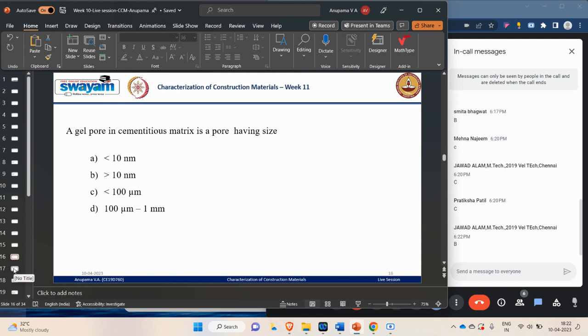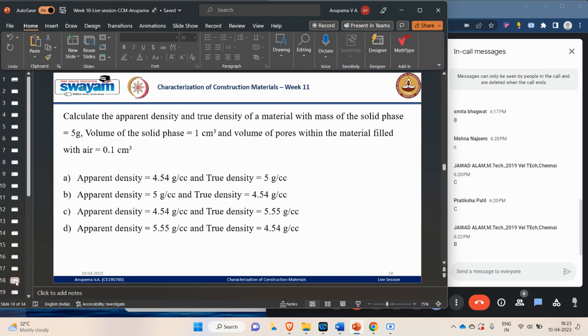Okay, let's see the correct answer. Correct answer is option A, that is less than 10 nanometer. That is the size of a gel pore. So gel pores are those pores which are within the CSH gel, which is a hydration product. Within that hydration product, the gel pores are present and the size is less than 10 nanometer. Let's move to the next one then.